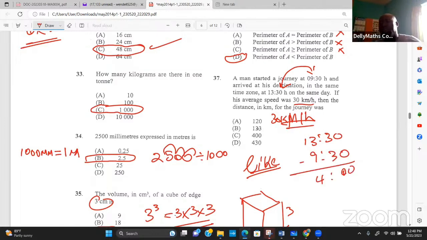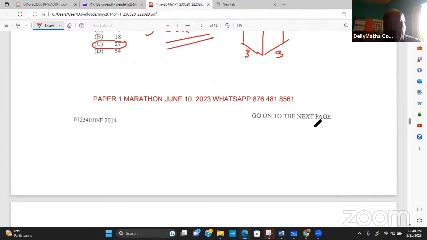If you want to check, you could say 9:30 to 10:30, 10:30 to 11:30, 11:30 to 12:30, 12:30 to 1:30 or 13:30. That's 4 hours. All right, so I'm looking at it now. 30 kilometers per hour, and we did 4. So that's 120. Very easy, very simply done. No stress. All right, so that's 120.